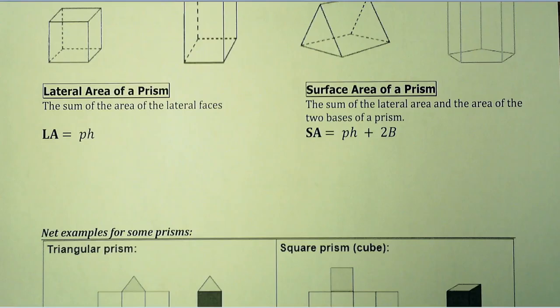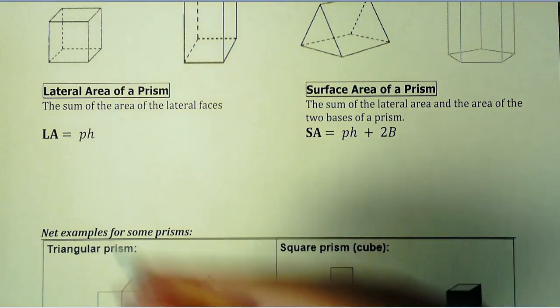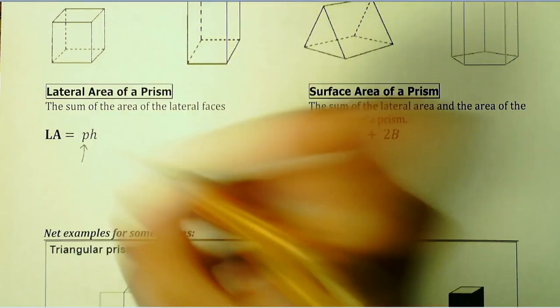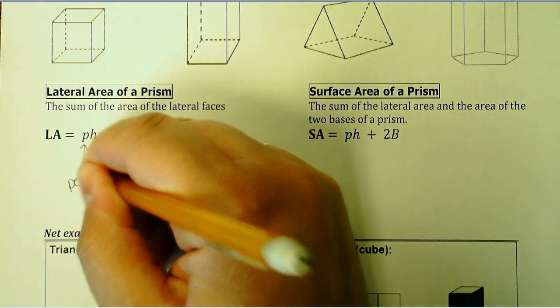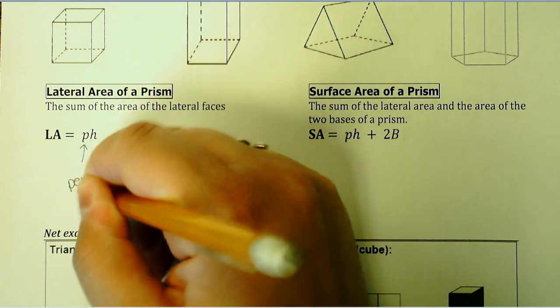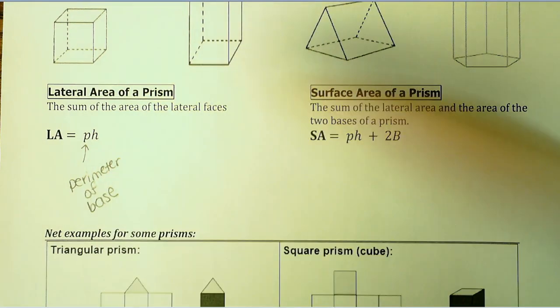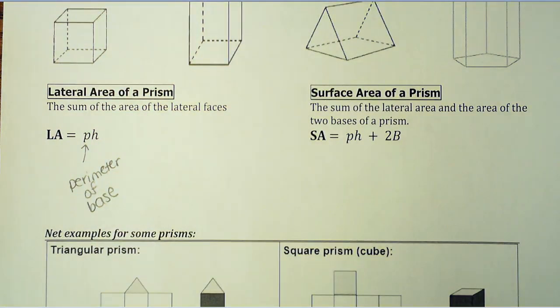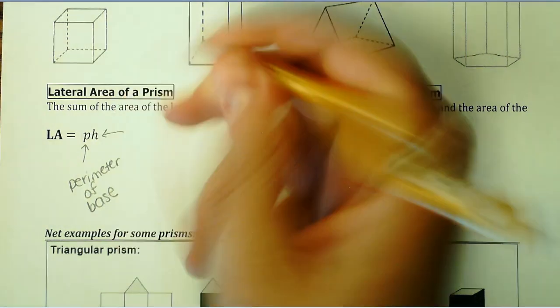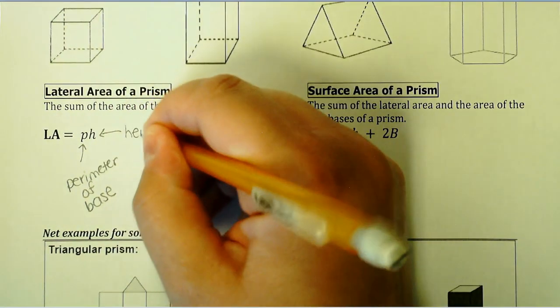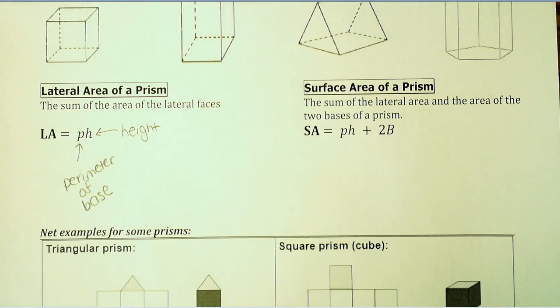All right, so let me see if I can explain the formulas real quick. The lateral area is just going to be all the rectangular surfaces except for the base, or bases here, since we have a prism. The P stands for perimeter of the base. The formula sheet does not give you that information, it just says P times H, so you have to know that P is the perimeter of the base. And then H is going to be the height of your prism.